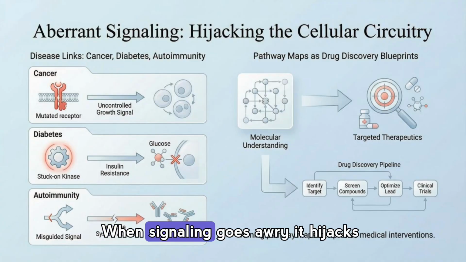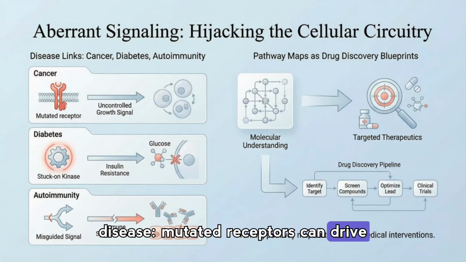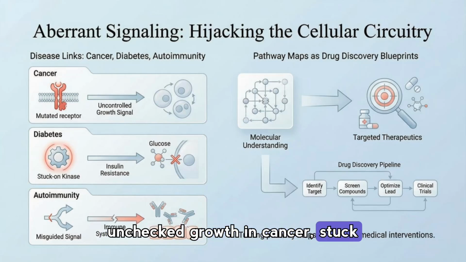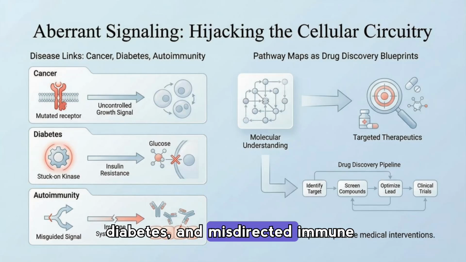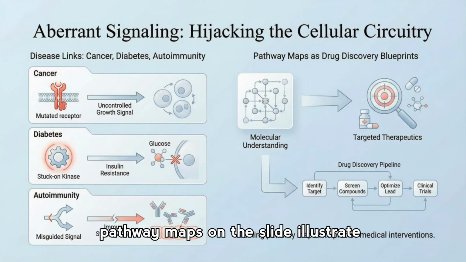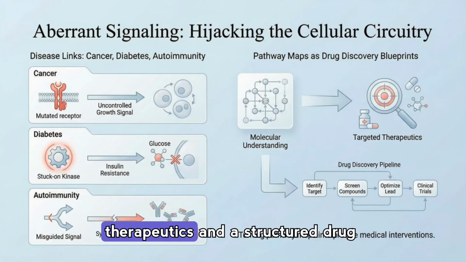When signaling goes awry, it hijacks cellular circuitry and contributes to disease. Mutated receptors can drive unchecked growth in cancer, stuck kinases lead to insulin resistance in diabetes, and misdirected immune signals cause autoimmunity. The pathway maps on the slide illustrate how molecular understanding becomes the blueprint for targeted therapeutics and a structured drug discovery pipeline.